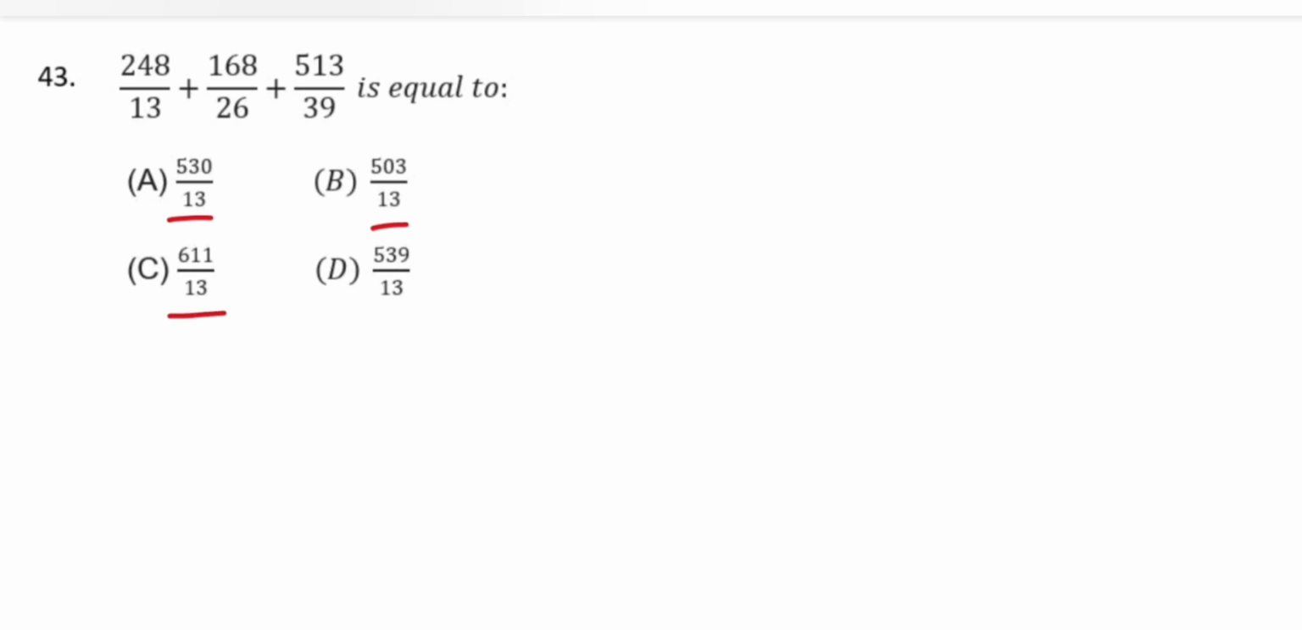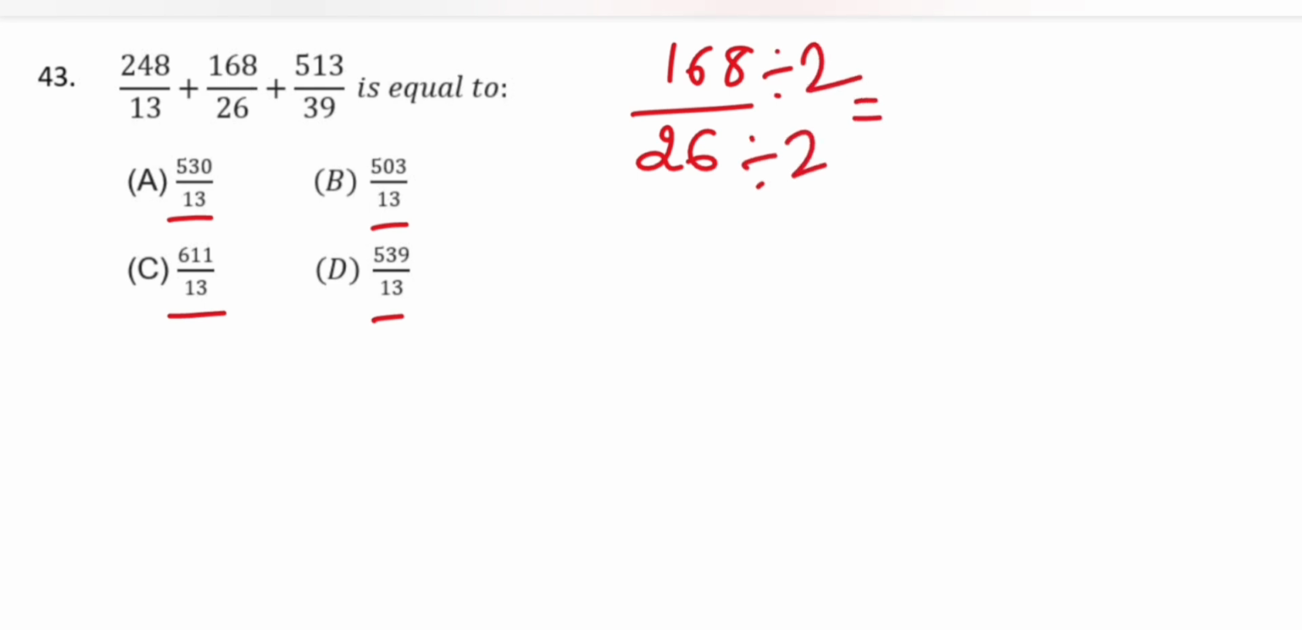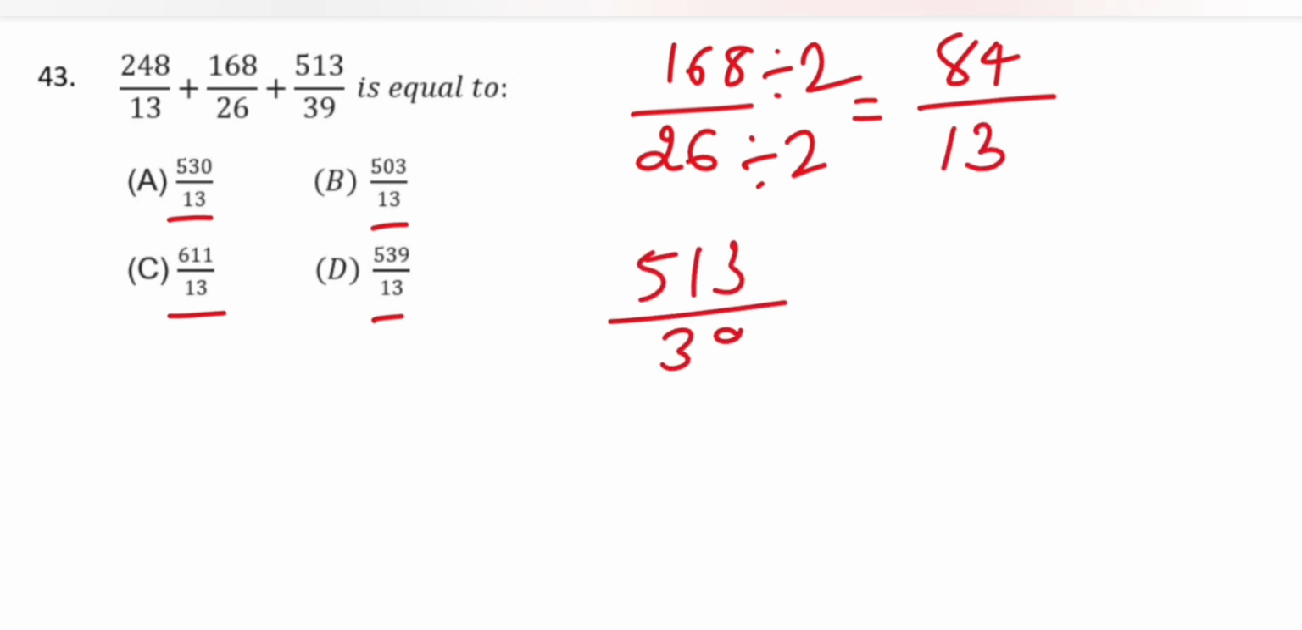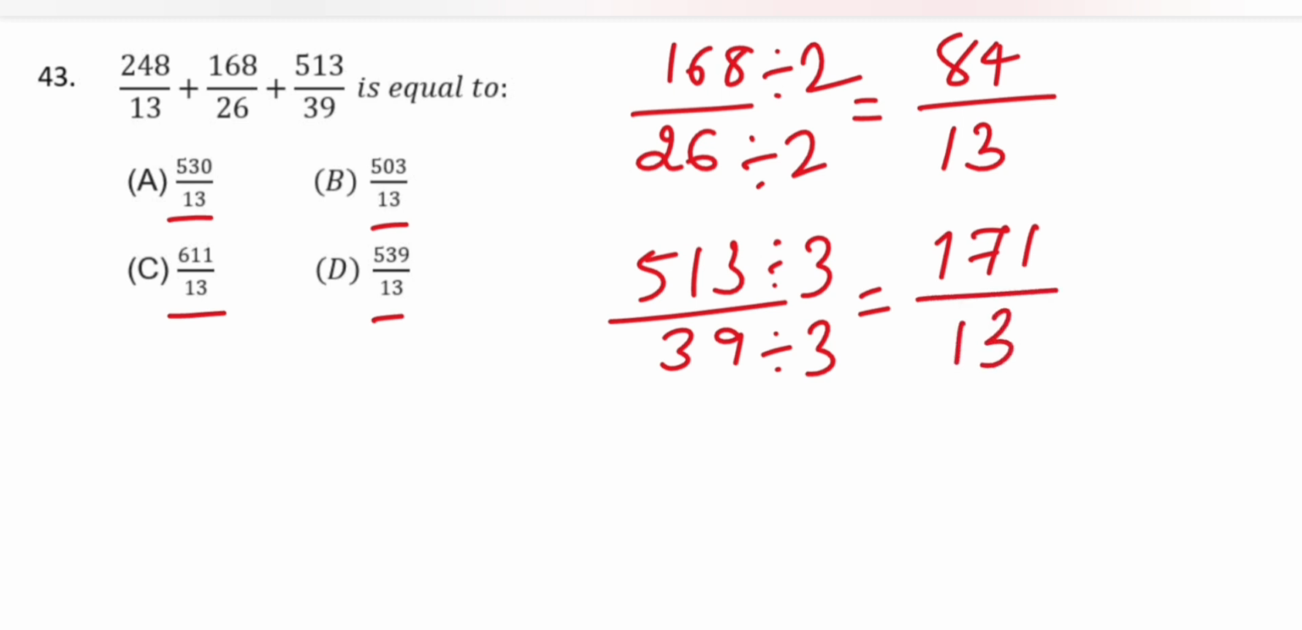Here as you can see options A, B, C, D, the denominator in all the cases is the same. So that means the given question is a like fraction question. So the only thing is you have to convert the second and third terms to their equivalent fractions. So after converting to equivalent fractions, you can see that the denominator in all the cases is 13. Now add all the fractions.